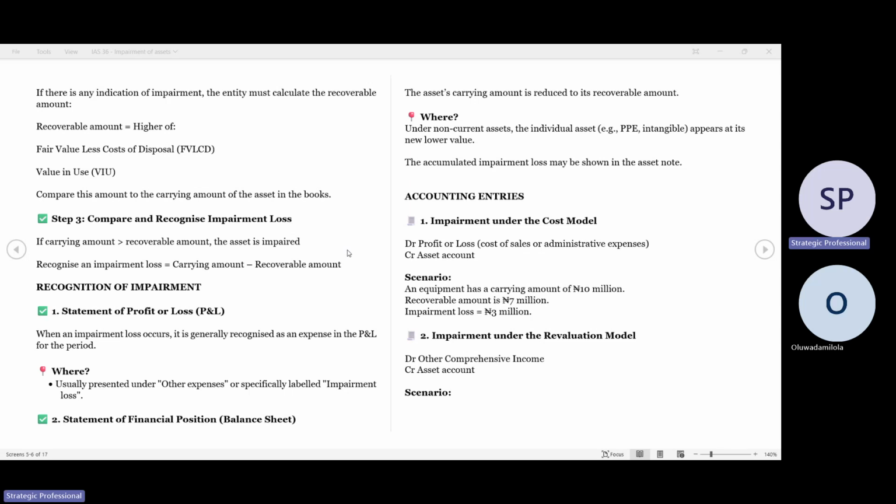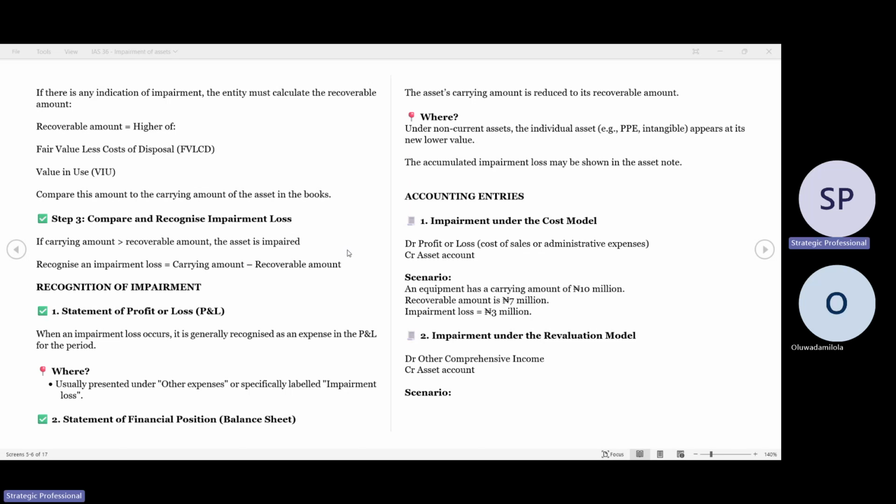Let me come again. If your carrying amount is more than your recoverable amount, there is impairment. That's the way you test for impairment. You are comparing carrying amount and recoverable amount. However, if your carrying amount is less than your recoverable amount, no further action is required. It means that what you have stated in your book is fine.